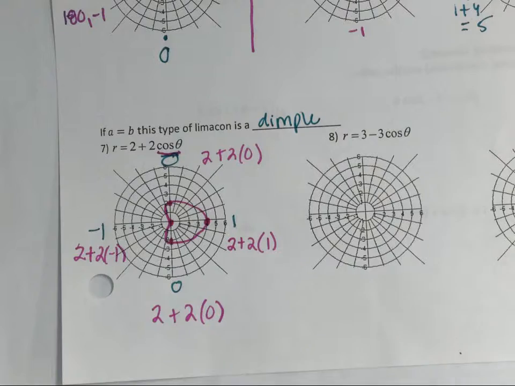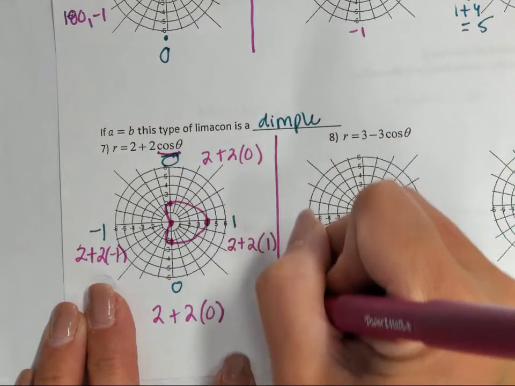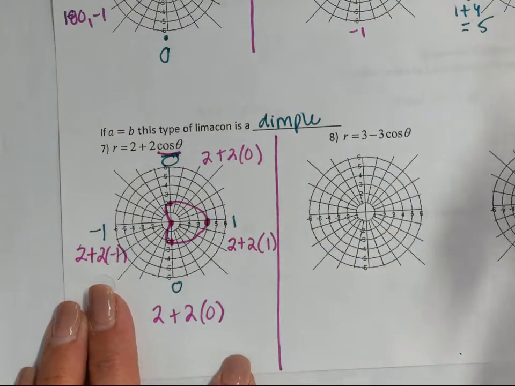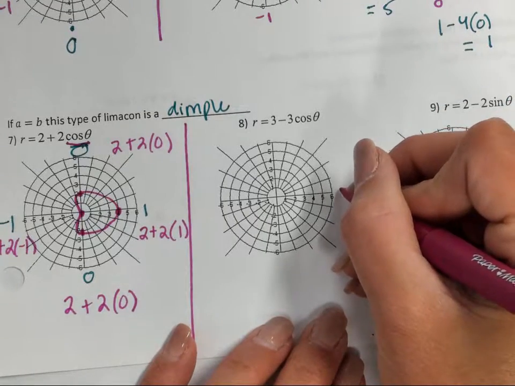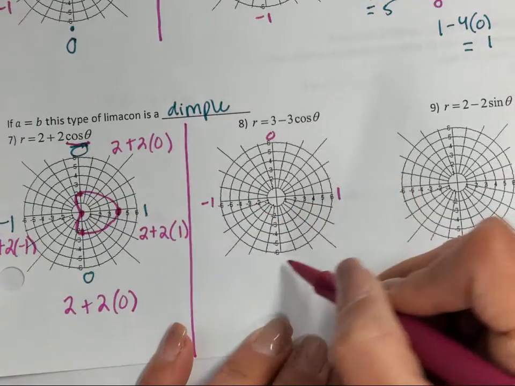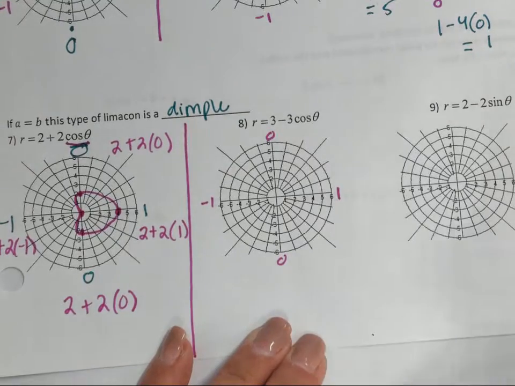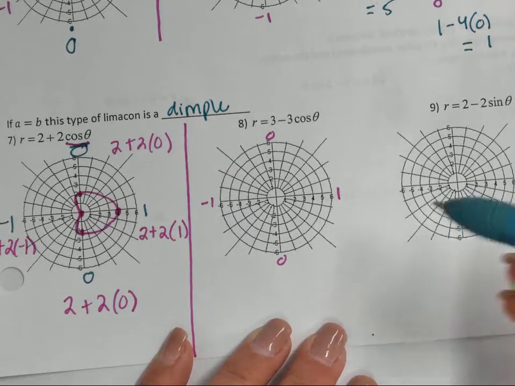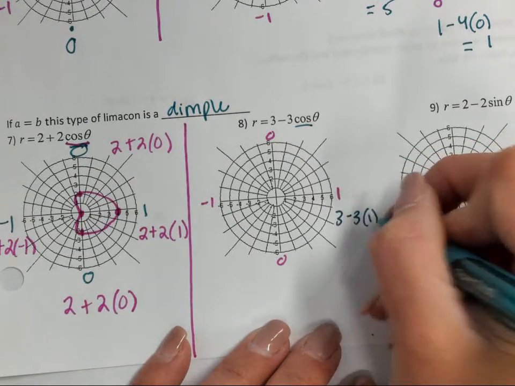Questions on that one? Let's do one more together, then you're going to do 9 on your own. Alright, cosine of 0 is going to be what? And then, good. And then 0. Alright, Solomon, when I plug in 1, again, I'm replacing it with cosine, so it'll be 3 minus 3 times 1. That's going to give me what?